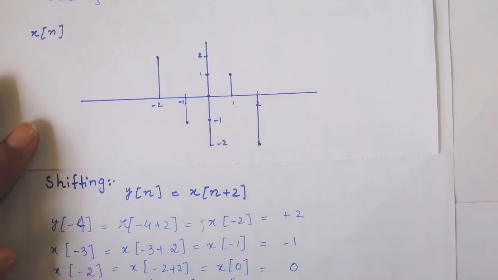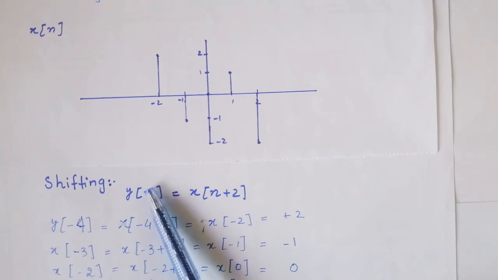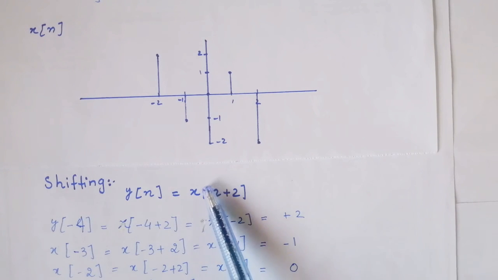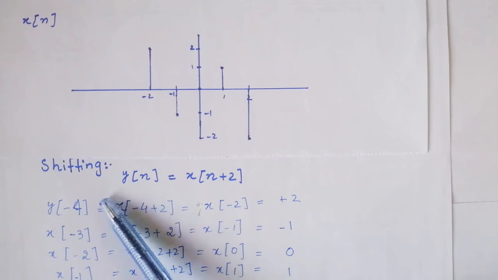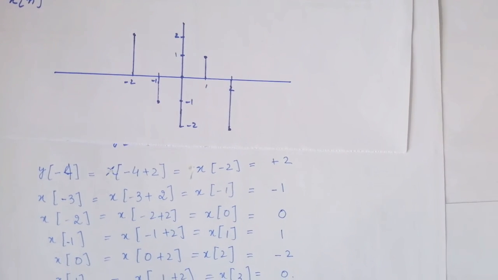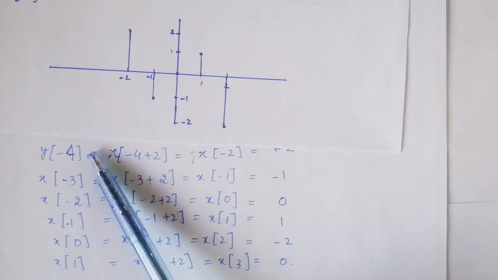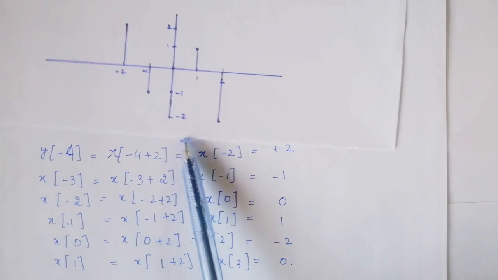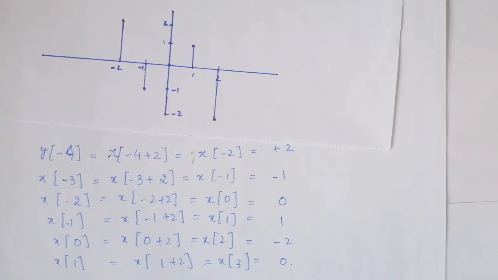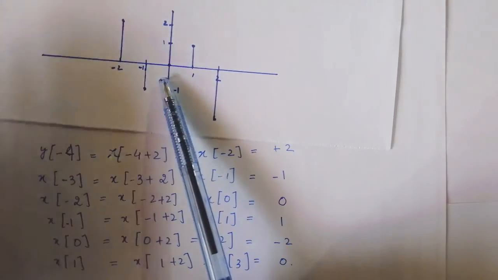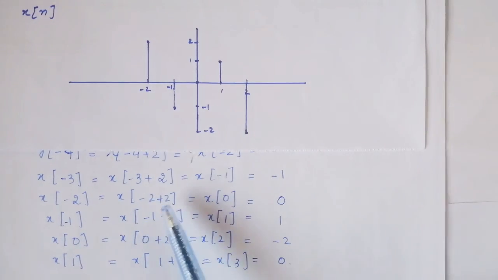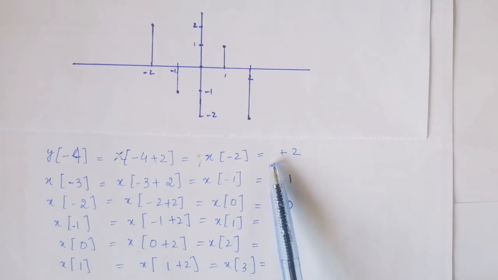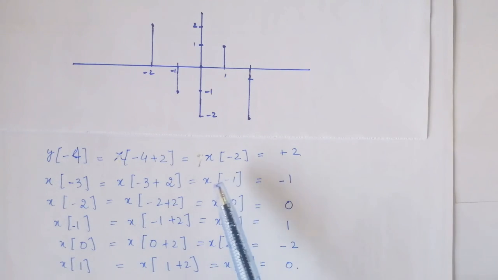Now let's discuss another property, that is shifting. Shifting is when you add a number to the index. So when you add a positive number to an index, you can do some calculations here. If you are finding y of -4, you add 2 to the index and you get some value. You can check in the signal: at -4 there is no value, it is 0 in here. But in the shifted signal, you got +2. So that's how it works.